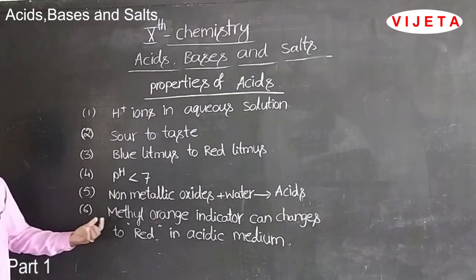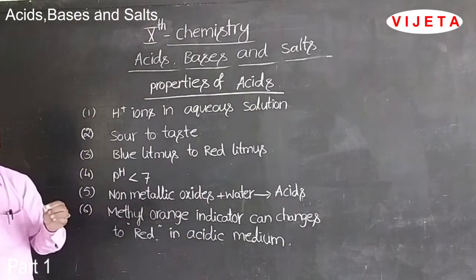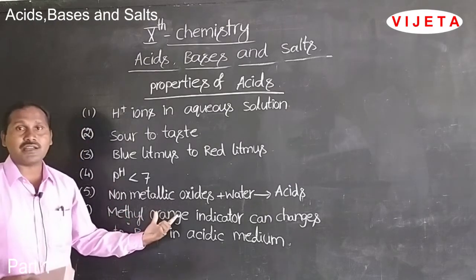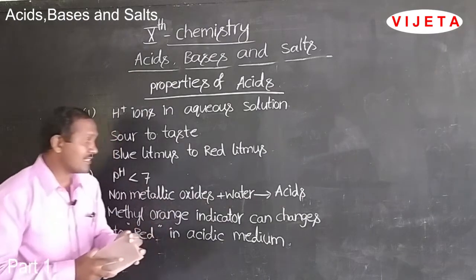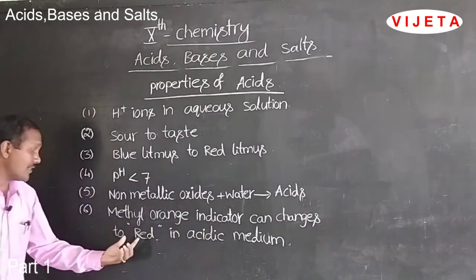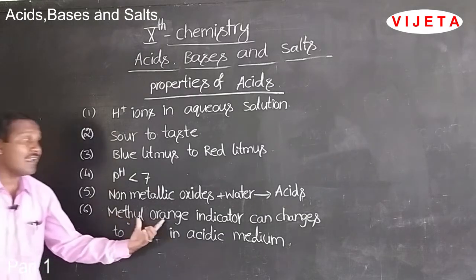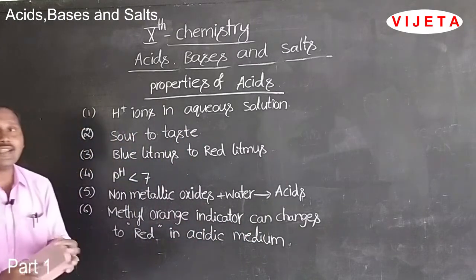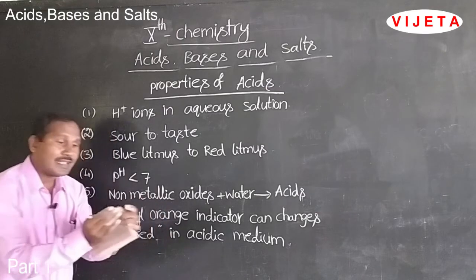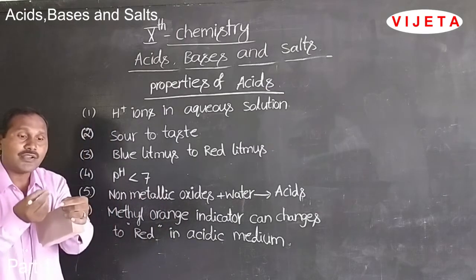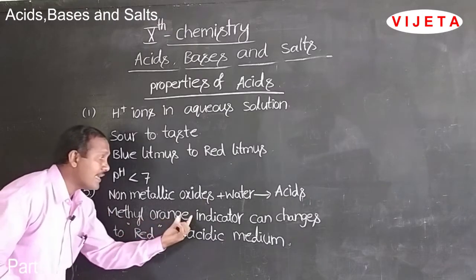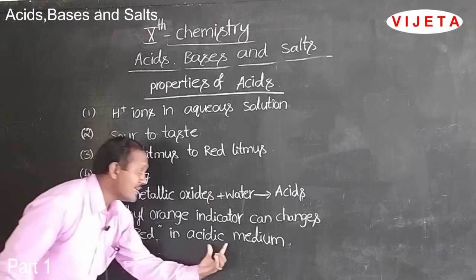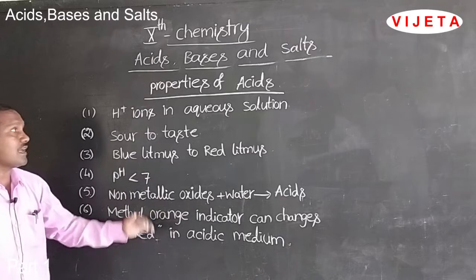Next, the last one, the methyl orange indicator. It is one of the laboratory indicators. Methyl orange is actually orange in color. When it is added to an acidic substance, its color changes to red. So methyl orange indicator turns red in acidic medium. When you take an acidic substance and add 2 or 3 drops of methyl orange indicator, the color changes, and finally red color is formed in acidic medium. These are the properties of acids.